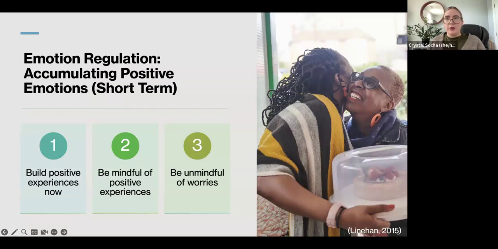So as I mentioned, one of these ways to accumulate positive emotions in the short term, we talk about this skill of building positive experiences now. And these are words used by Marsha Linehan. So this includes increasing those pleasant events that we identified. If you were here in the very beginning and identified some that you like to do with the letters of your name, this might look like doing 1 or 2 things a day or a week.